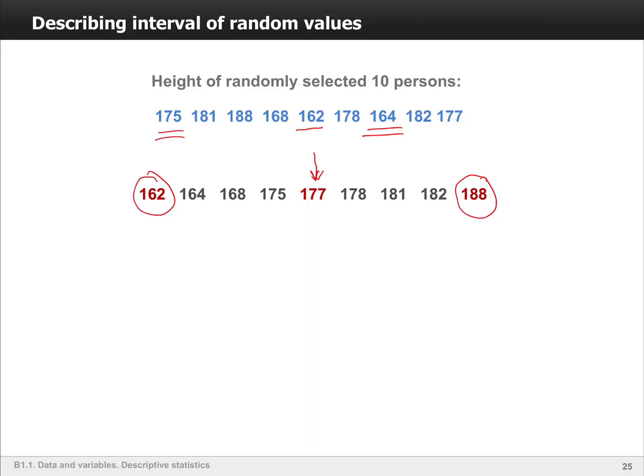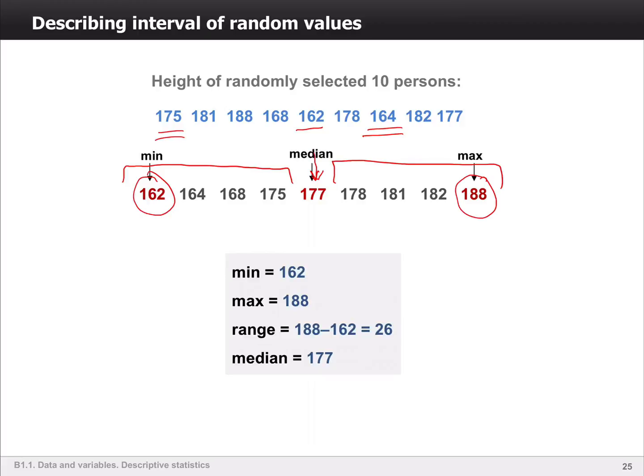The median always splits your values 50-50. It means that you have 50% of the values below the median and 50% of the values above the median. If you look at this, you can see exactly that you have 4 values below the median and 4 values above the median. So it's exactly in the center. You can also calculate the range by taking the difference between the largest and the smallest value. In our case, the range is 26. So the minimum height we have is 162 centimeters, the maximum is 188 centimeters, the range, how big the spread of the height values is, is 26 centimeters, and the median is 177 centimeters.